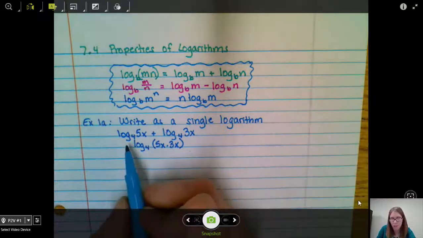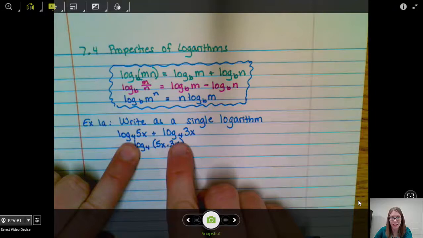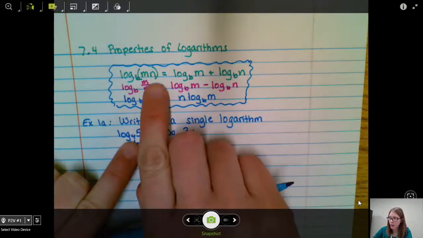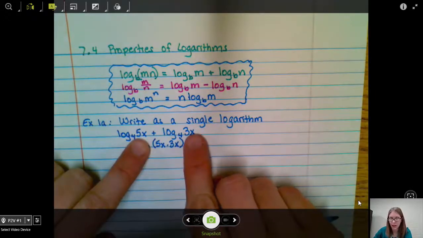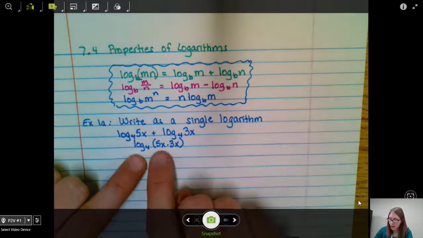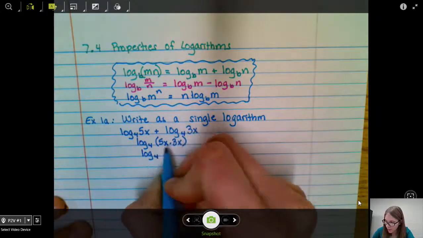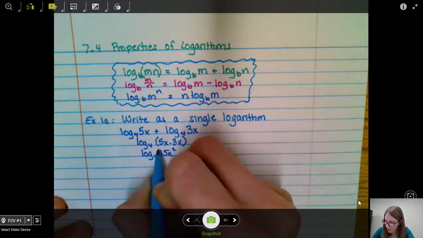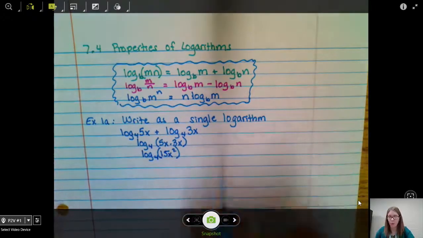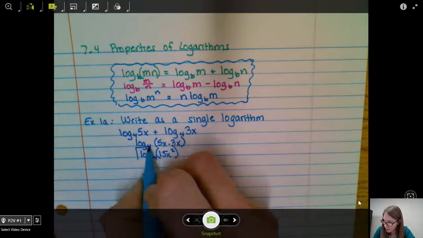Okay, so I take my individual logarithms, they're the same base, they're added together, one log plus another log. I have to multiply what we're taking the log of, multiplying the 5x and the 3x here. Now when I take 5x times 3x, 5 times 3 is 15, x times x is x squared. Log base 4 of 15x squared would be our answer.